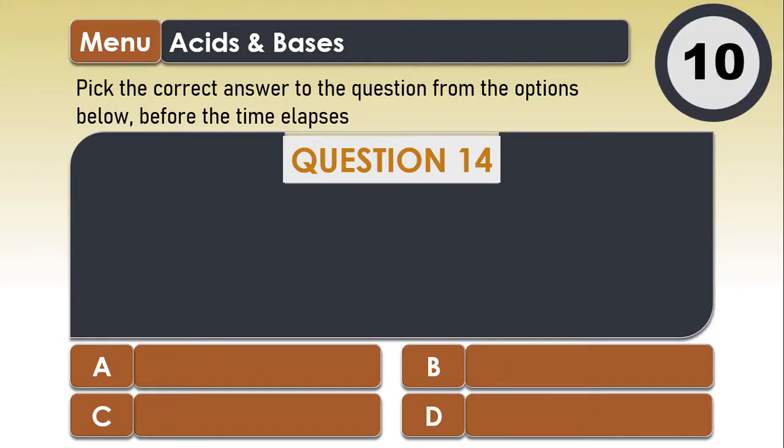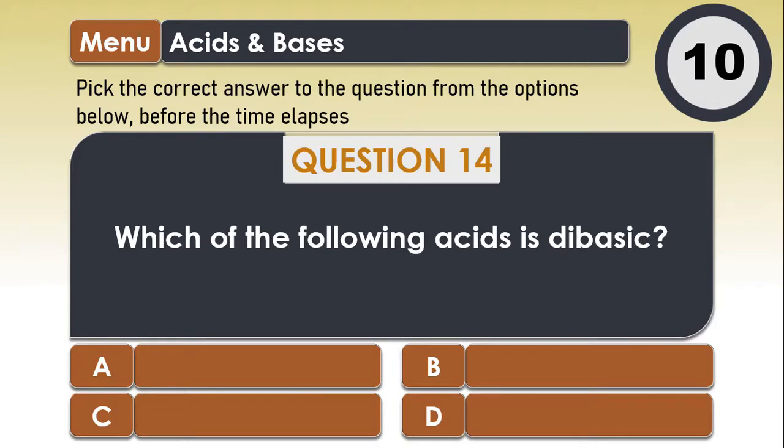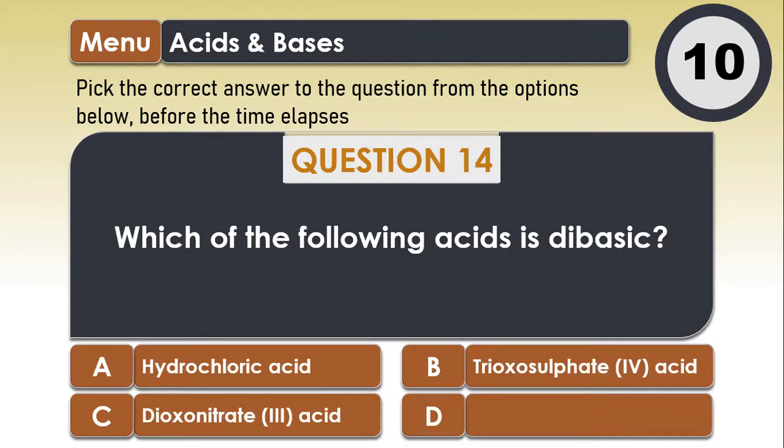Question 14. Which of the following acids is dibasic? A. Hydrochloric acid, B. Tetraoxosulfate 6 acid, C. Trioxonitrate 5 acid, and D. Ethanoic acid.